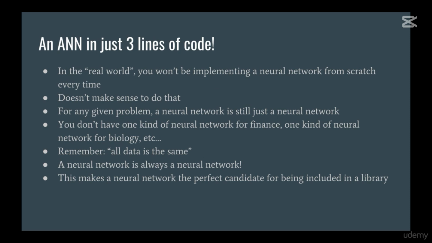We know that in the real world, you're not going to be implementing a neural network from scratch every time. That doesn't make sense because for any given problem, the neural network you use is still just a neural network. There isn't one kind of neural network for finance and one kind of neural network for biology. A neural network is just a neural network. This makes a neural network the perfect candidate for being included in a library.